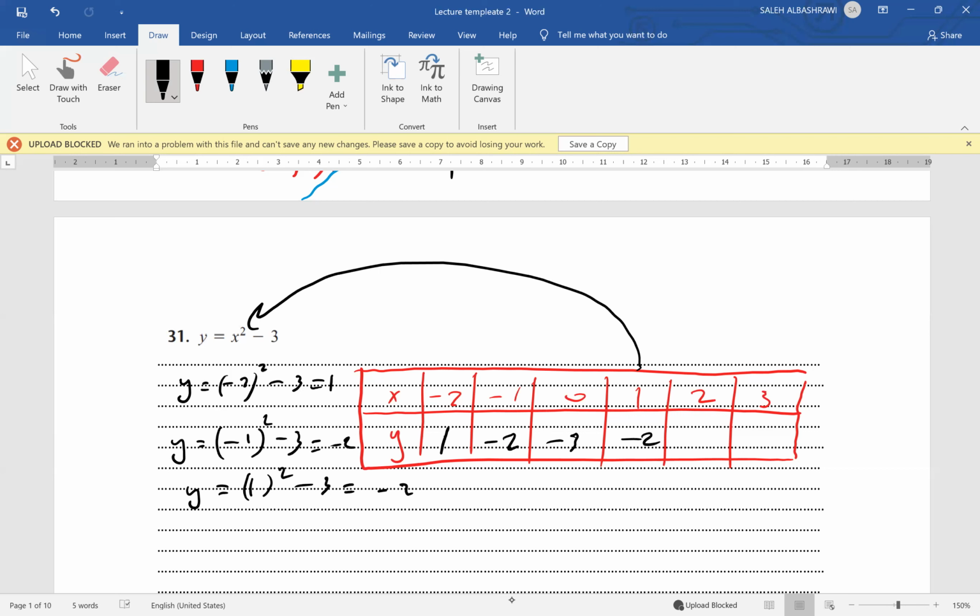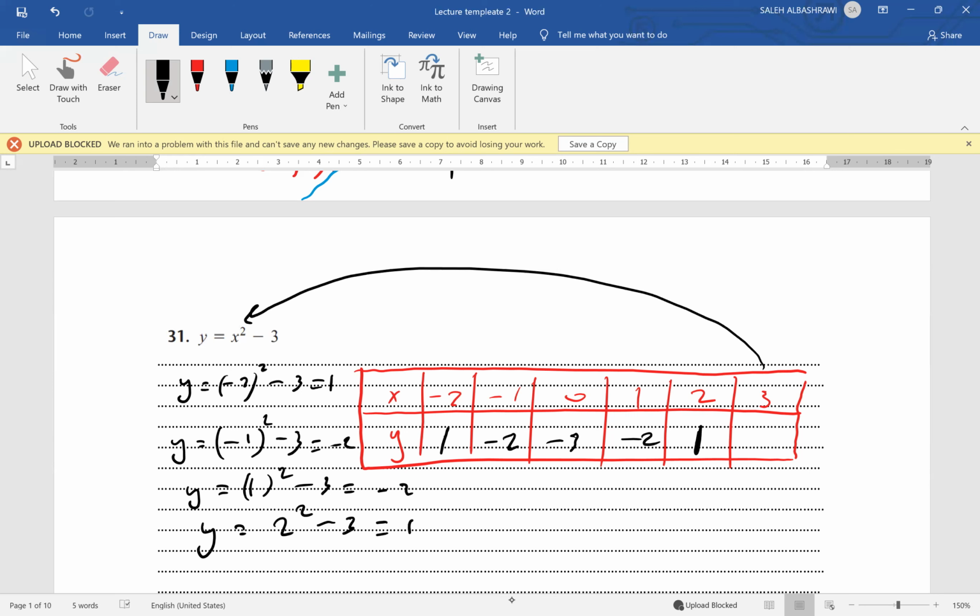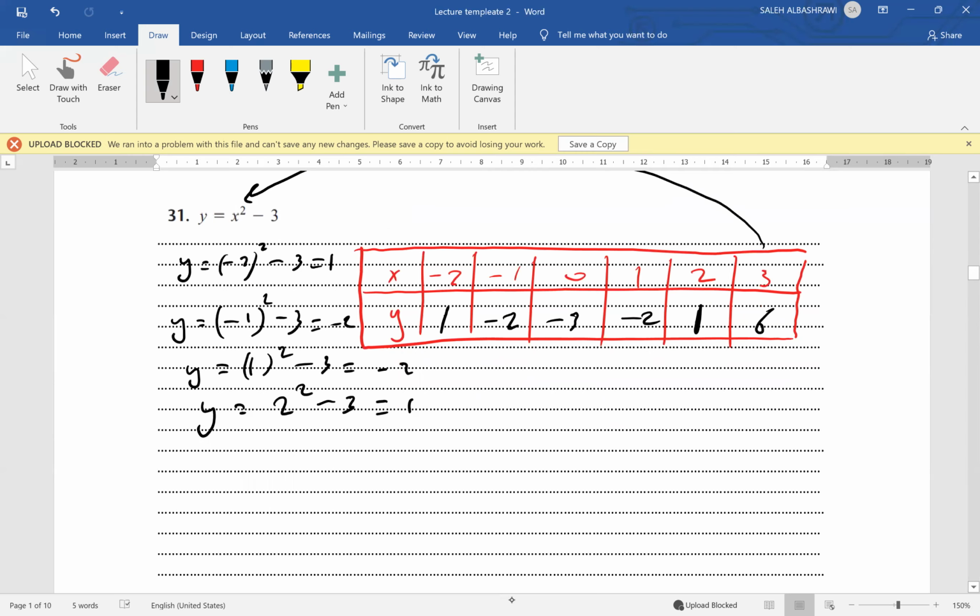If x equal to 2, replace x by 2, then y will be 2 squared, which is 4 minus 3, that will be 1 again. Now, if it is 3, 3 squared will be 9, minus 3 equal to 6. So this will be the point for this equation y equal to x squared minus 3.